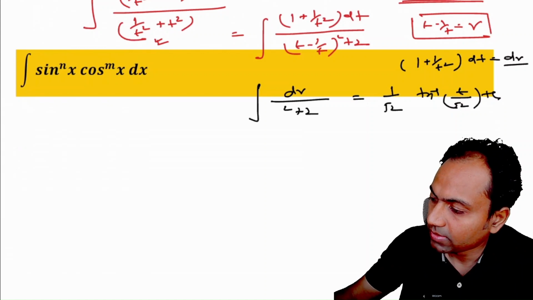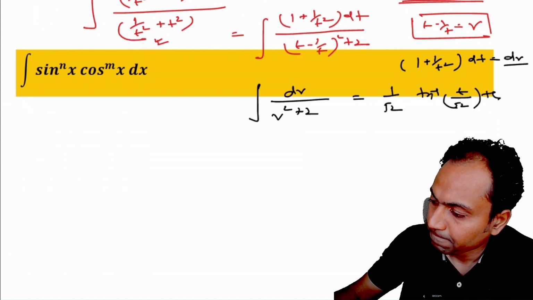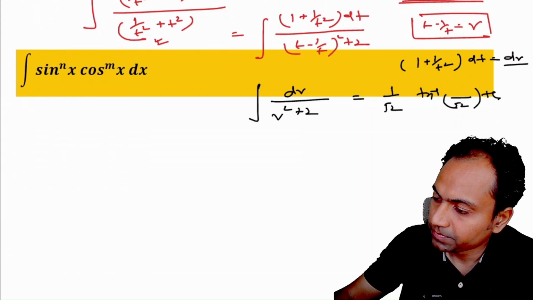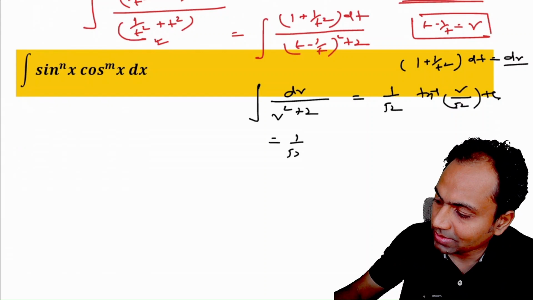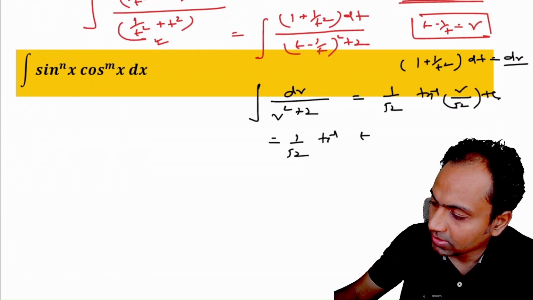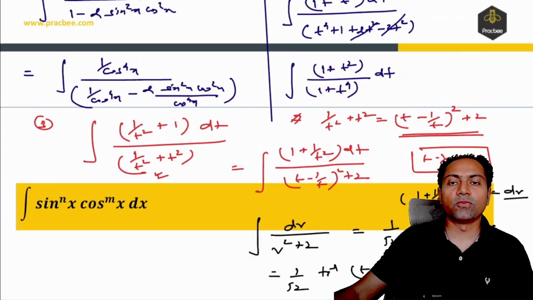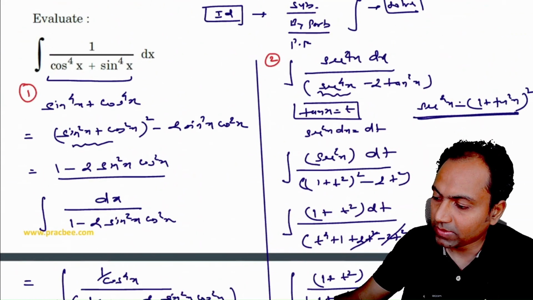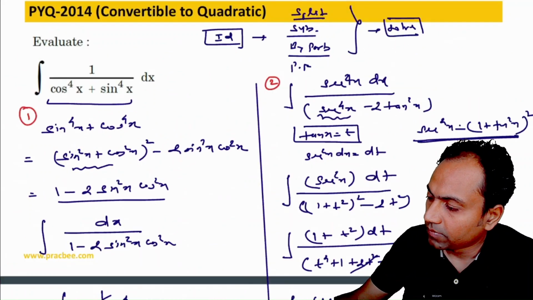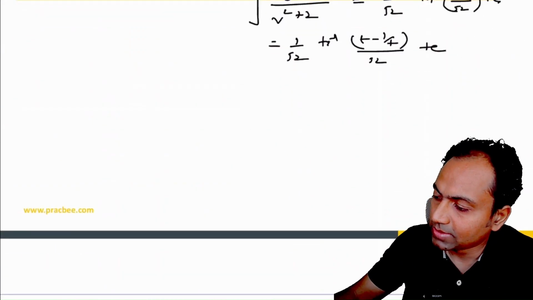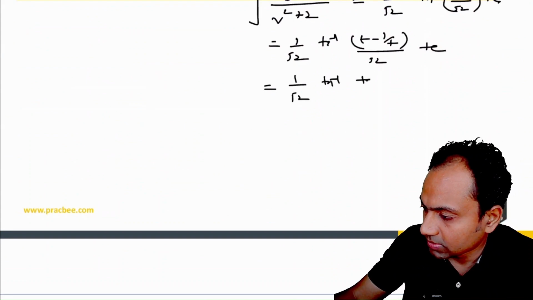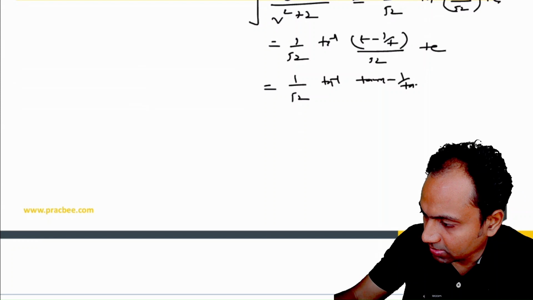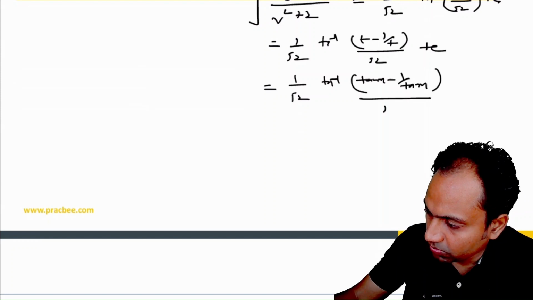Now we'll have to resubstitute the values. This will become v. This will also become v. Now we can resubstitute the values and get the answer. So if I do my first resubstitution, this becomes tan inverse of (t minus 1 by t) by root 2. And then if you look into this question, the t part that we earlier substituted was nothing but tan x. So let us also put tan x here and get our final answer. So this becomes 1 by root 2 tan inverse of (tan x minus 1 by tan x) by root 2 plus c.